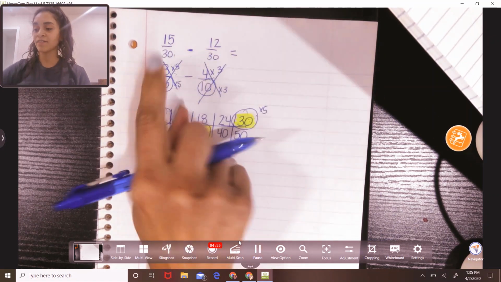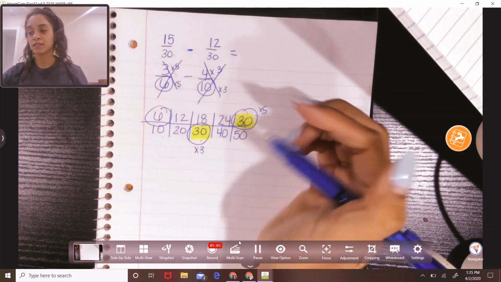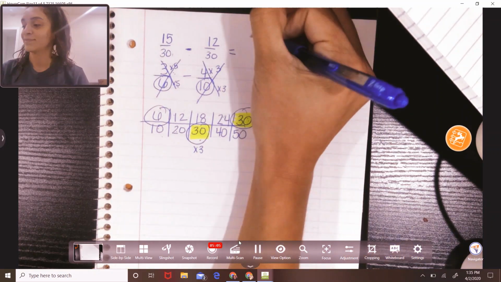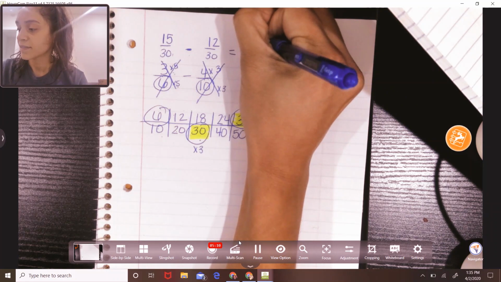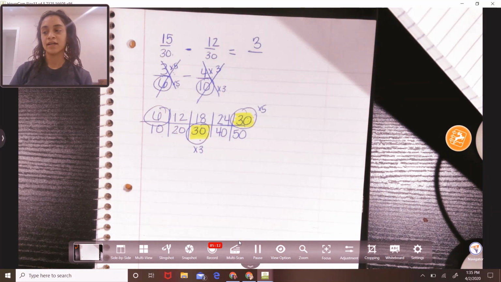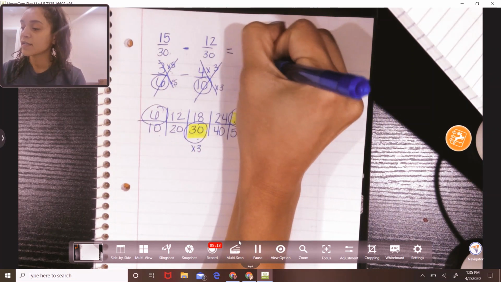Now that they have the same denominator, like we've been learning in 4th grade that they need to have the same denominator, now you're ready to subtract the numerator. So 15 minus 12, I'll give you time, 3, okay, and we know that the denominator stays the same, so 3 out of 30.